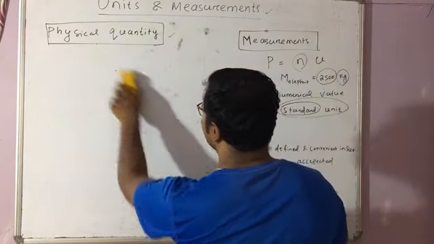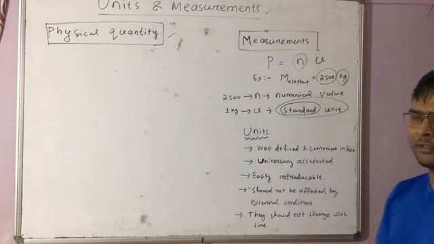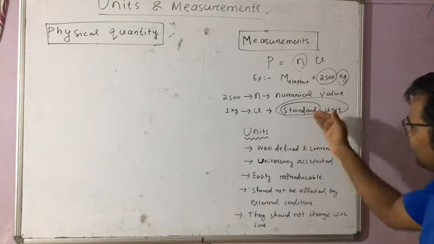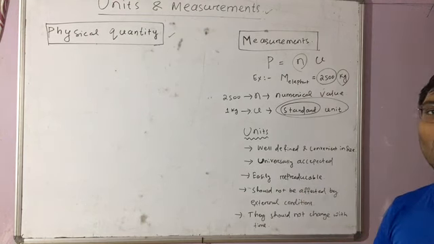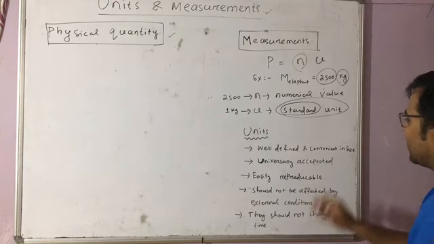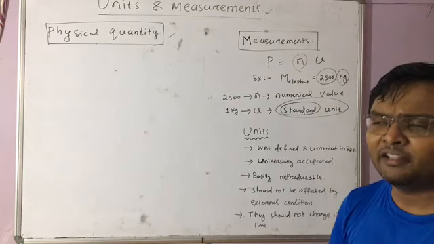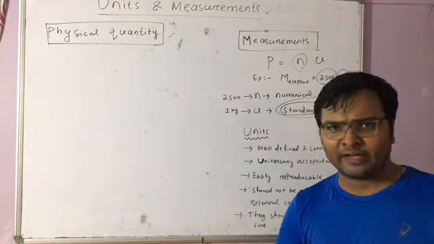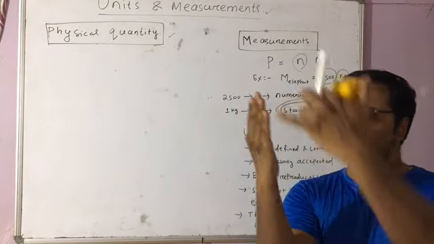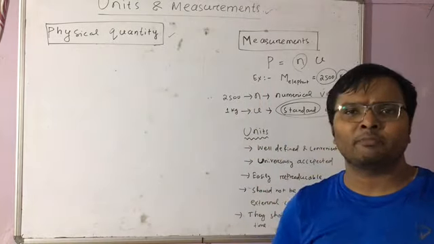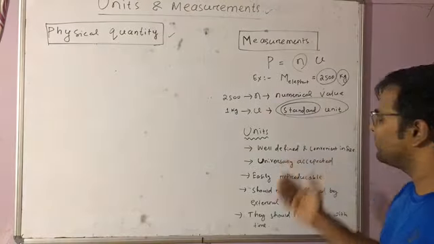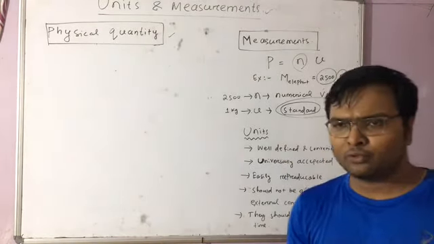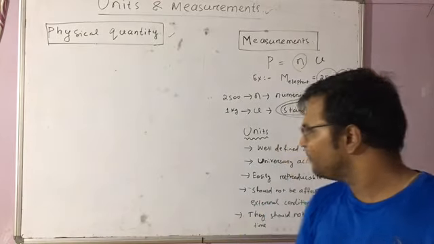So what are the qualities of a standard unit? First of all, it must be well defined and convenient in size. The example I have given is not well defined, because the span of this length is not fixed for all people. So it is not a well defined unit, and it is not convenient in size either. Clear?